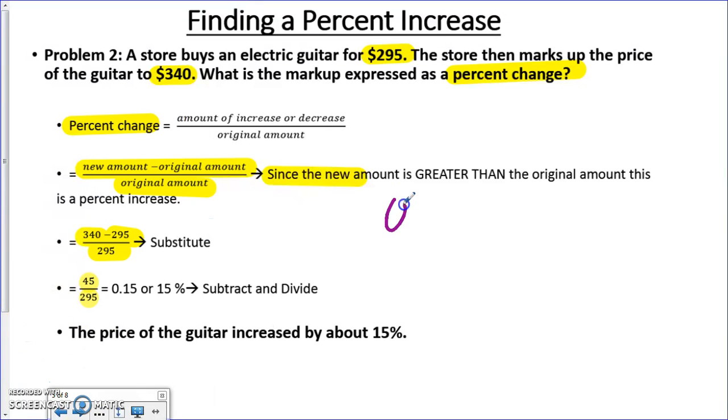Again, 0.15, change it to a percent, move the decimal point to the right 2 decimal places, therefore it's 15%. Go back and answer the question. The price of the guitar increased by about 15%.